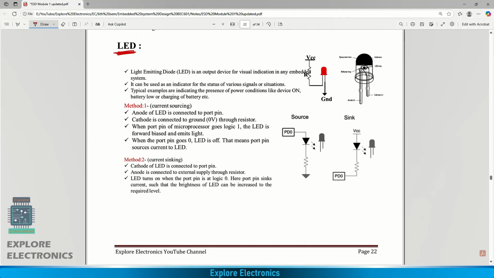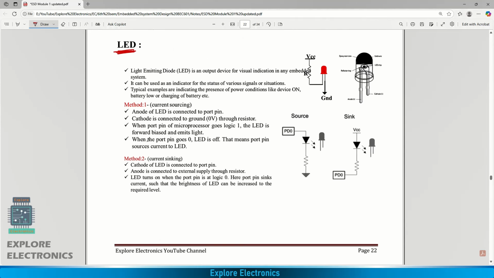Light emitting diode. Why do we use LEDs? To indicate something, right? After the processing in an embedded system is done, we need to indicate something as an output, so we use LEDs. LED means light emitting diode. This is a simple diode like this. Whenever we provide an input, other than dissipating heat, it produces light. So it can be used as an indicator.